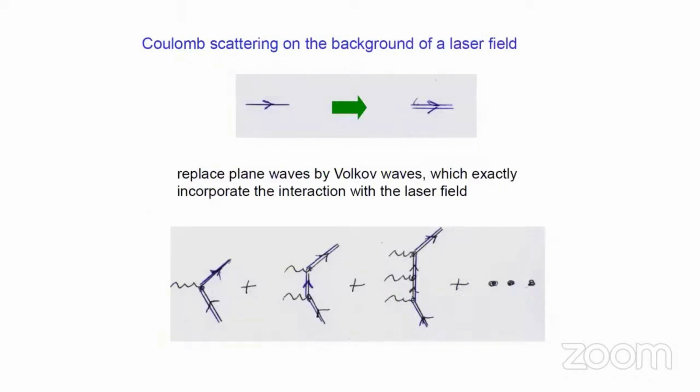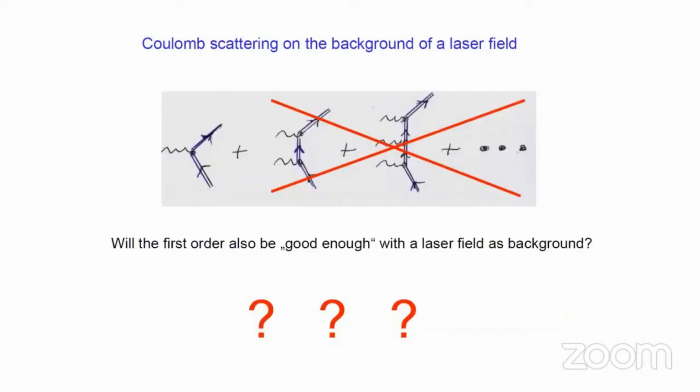You just have to replace the free propagator by the Volkov propagator, drawing a double line here, that's all. On the other hand, of course, the calculation is becoming tricky. And the hope would be that, again, you can stop at some finite order. And of course, you can't. The answer to this question is negative.